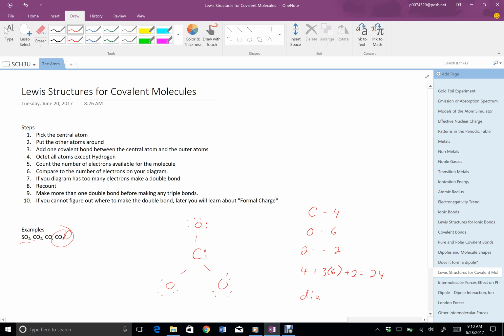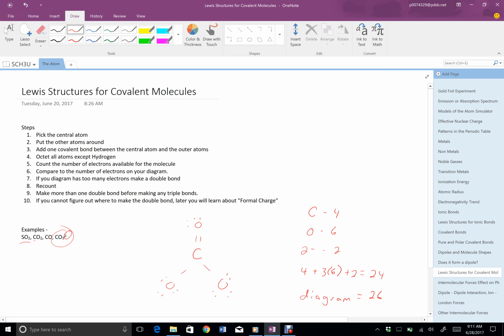See, if I had missed octetting that central carbon, then I would have thought I had the right number, and I would have missed the fact that I do need to form a double bond with this molecule. I'm just going to do it with the top oxygen. That's an arbitrary choice there. I put the double bond in there.